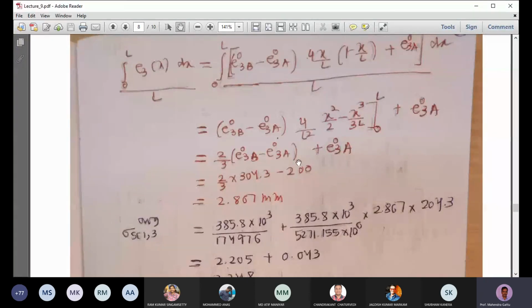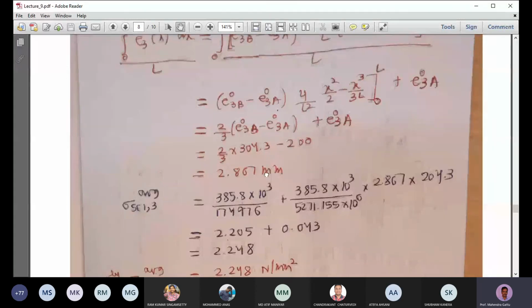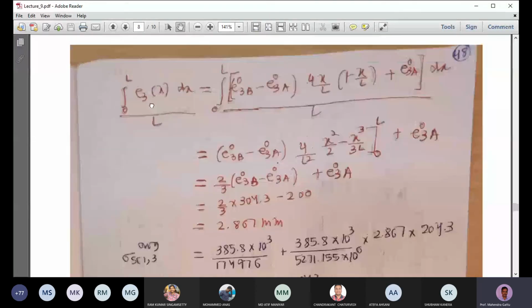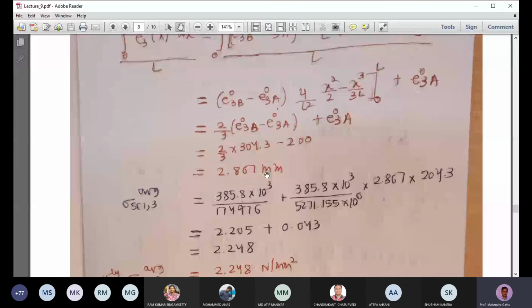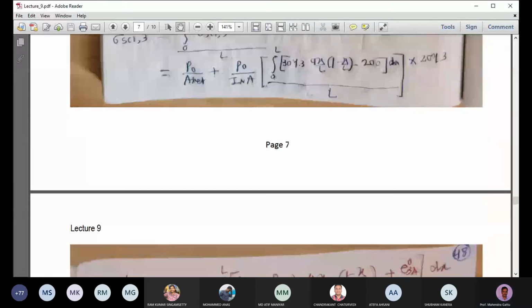And E03 is there. So this expression is 104.3 minus minus 200, so it will be 304.3, and E03 is minus 200. So we're getting around 2.867. So this is the average eccentricity of this cable. Yeah, you can say it is the average eccentricity, 2.867. So we have found this integral, and this value is coming around 2.867.